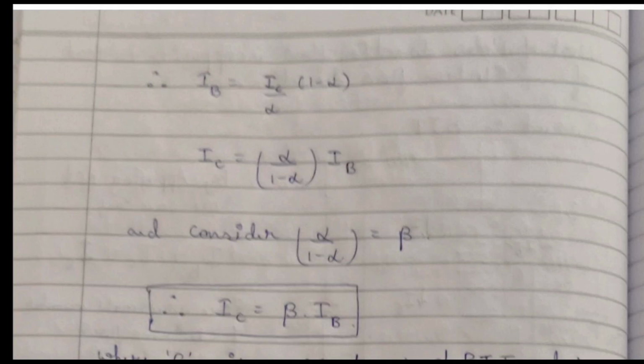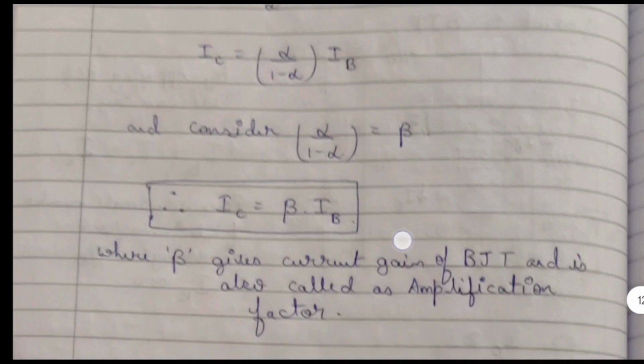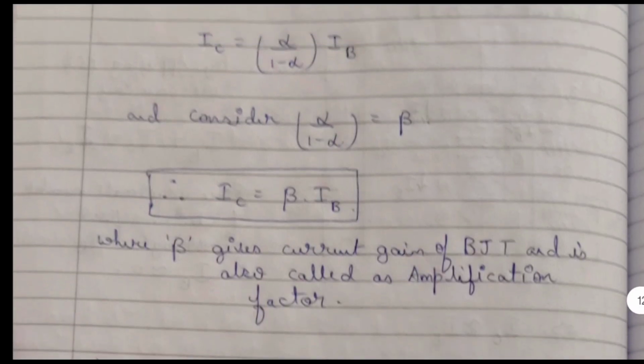Here we have written that IC equals alpha by 1 minus alpha, which we will consider as some constant beta, and later we'll write that as IC equals beta IB, where beta gives the current gain of the BJT, right? Current gain of the BJT, and we can say that it is an amplification factor. That is, by what factor the current in the BJT, that is, the IC value, has increased.